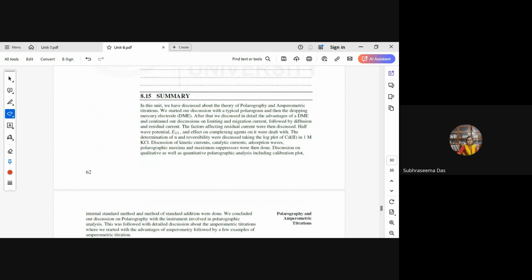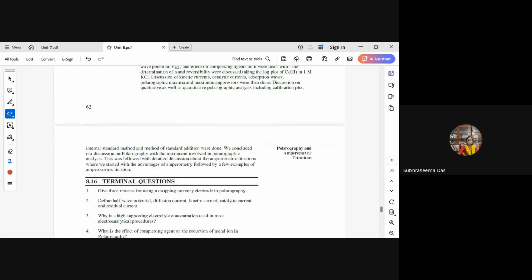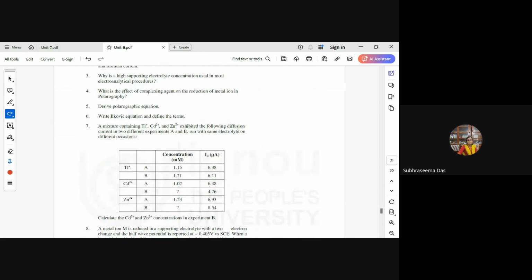So, in summary, we have talked about the theory of polarography and amperometric titrations. We have discussed various aspects of amperometric titrations and the influence of the various types of polarography. We have also talked about biamperometry and known certain examples of biamperometry. With this, we conclude today's class.